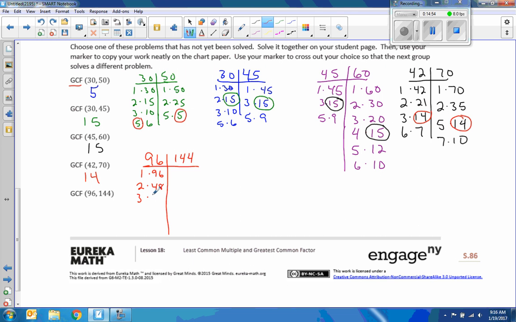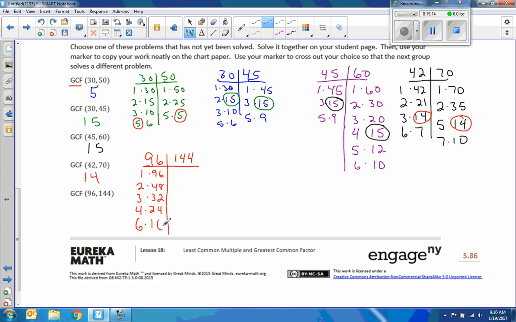3 goes into 9 3 times, 6 twice, 32. 4 goes into 9 twice. 4 will work. Remainder 1, 16. 4 goes into 16 4 times. 5 won't go because it doesn't end in 5 or 0. 6 goes into 9 once. That'll work.